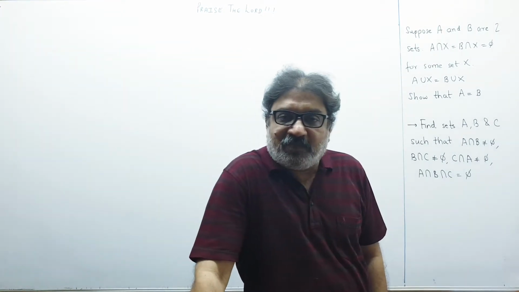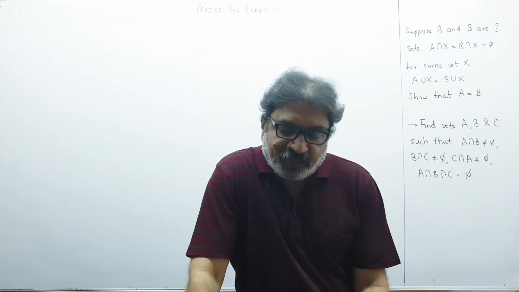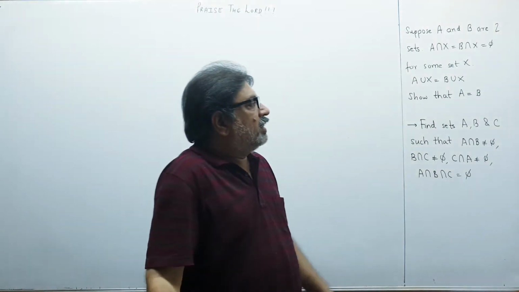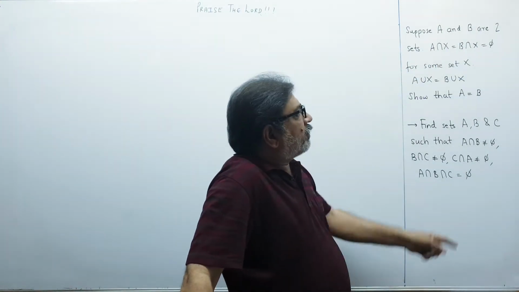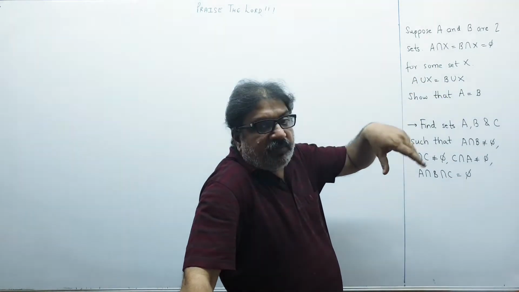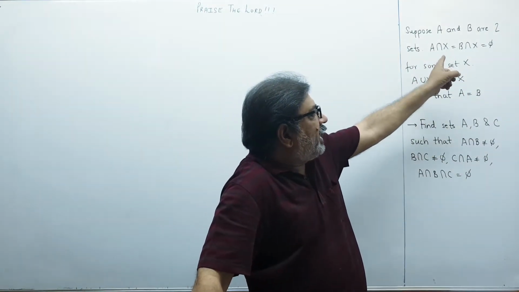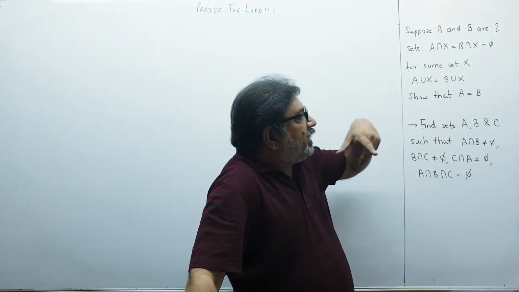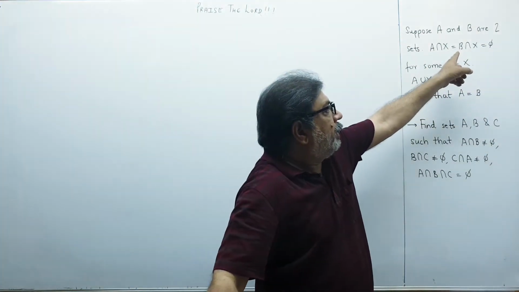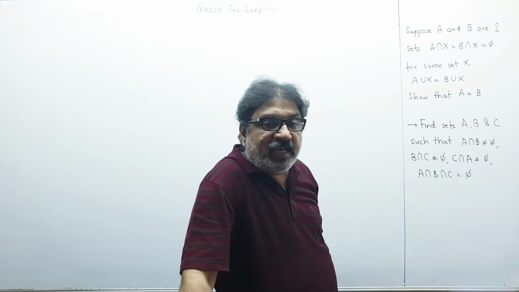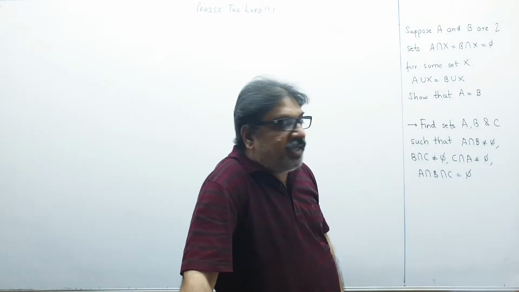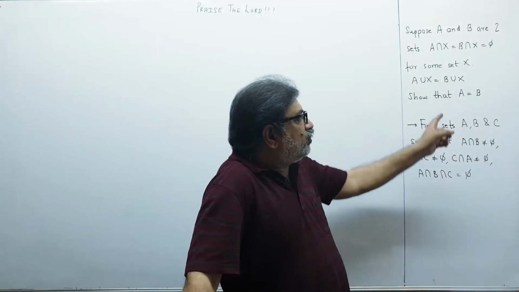Today in this video we will take up the remaining sums of exercise 1. We have finished up to sum number 10 in the previous video. Then the next two sums are, suppose A and B are two sets. A intersection X and B intersection X is null set for some set X. Maybe there is some set X such that A and X intersection and B and X also intersection is null set. That means A and X don't have any element in common. B and X also don't have any element in common. We have to think like this. A union X is same as B union X. So we have to show that A equal to B.